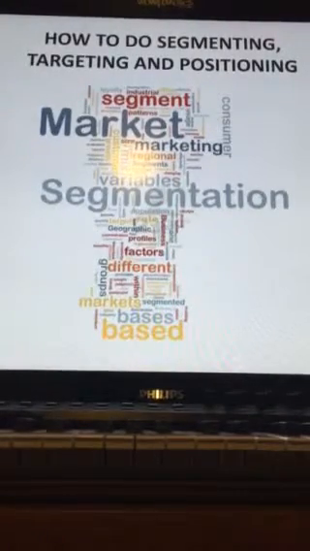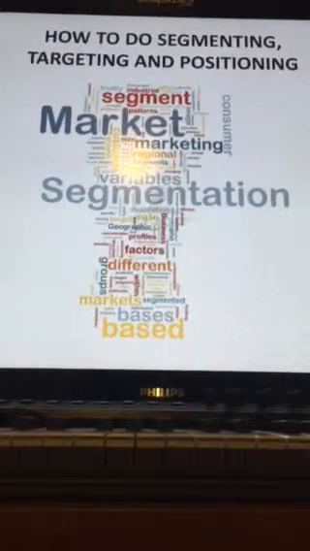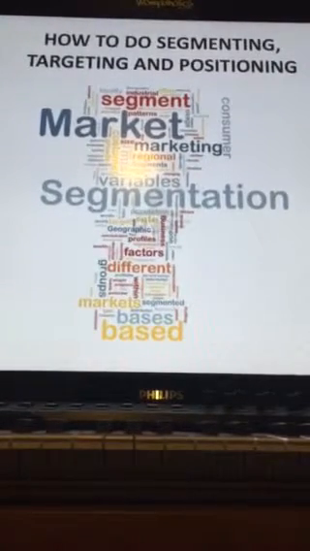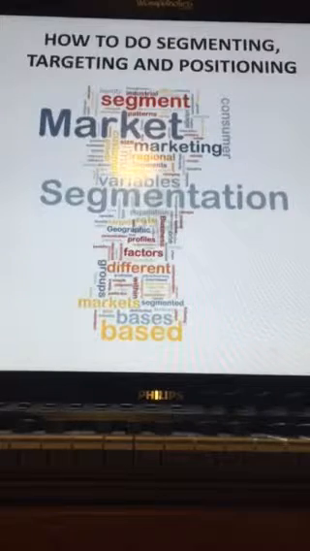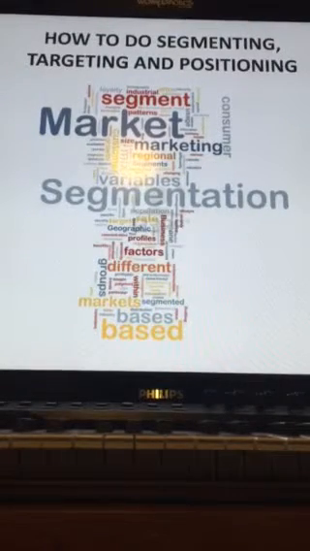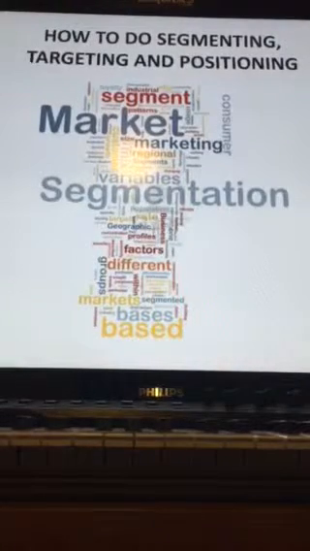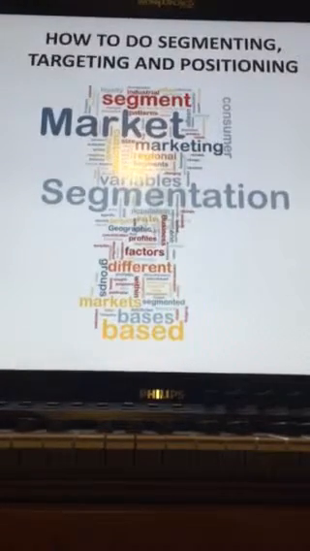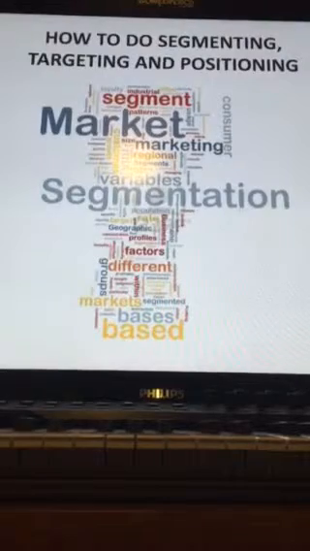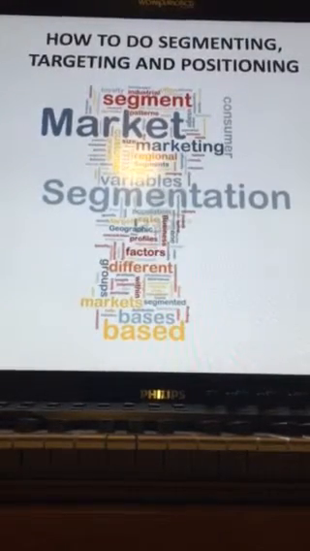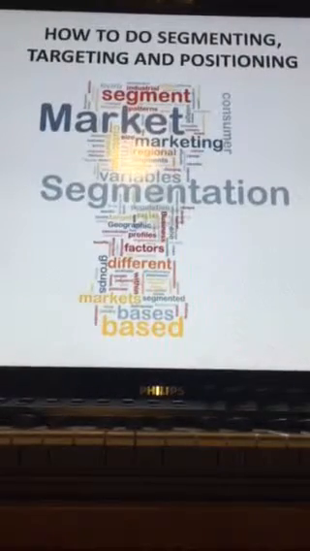Several different kinds of variables can be used for segmentation. Demographic variables essentially refer to personal statistics such as income, gender, education, location, ethnicity, and family size. Some consumers want to be seen as similar to others, while a different segment wants to stand apart from the crowd. Another basis for segmentation is behavior.